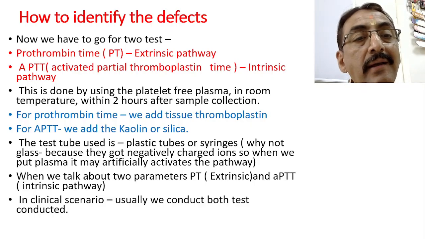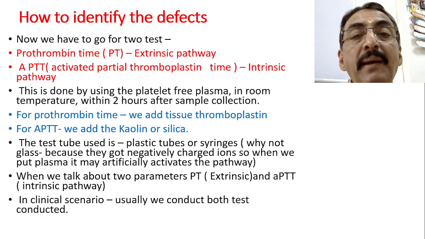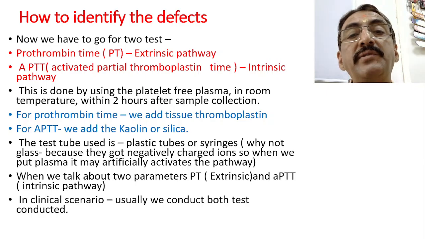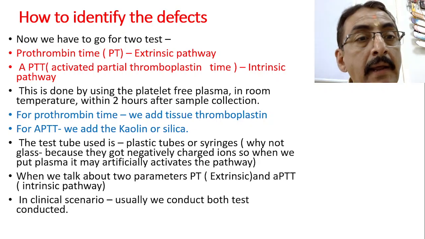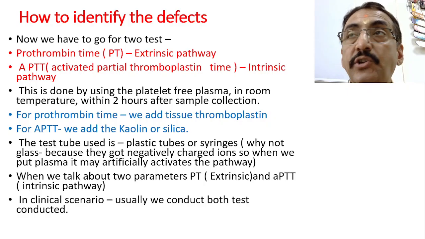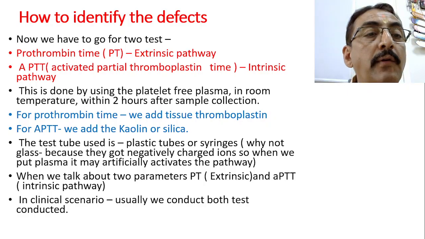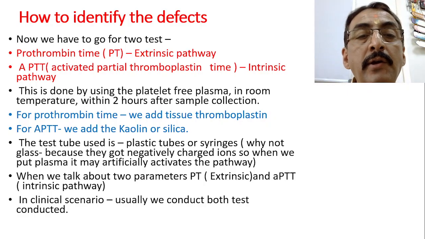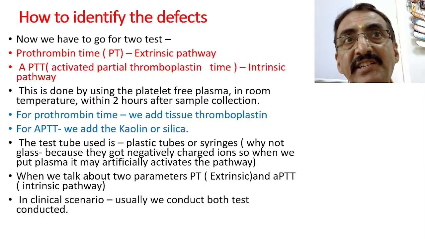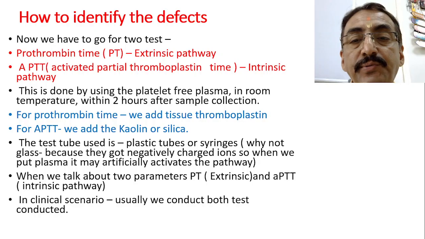This is also done using platelet-free plasma at room temperature within 2 hours after the sample collection. For prothrombin time, we have to add tissue thromboplastin, and for the APTT we have to add kaolin or silica. The test tubes used are plastic tubes or syringes.